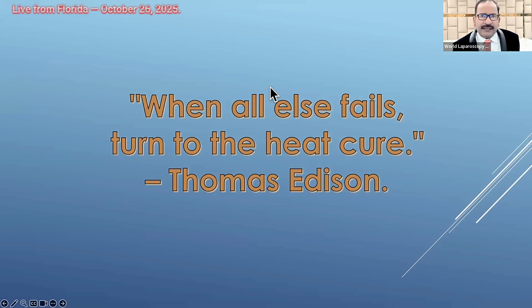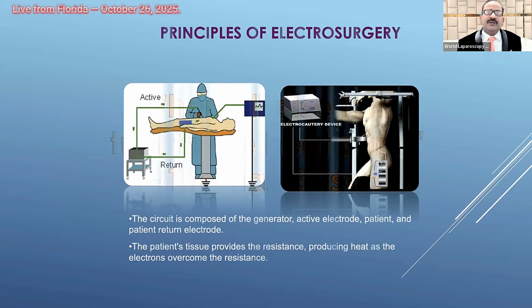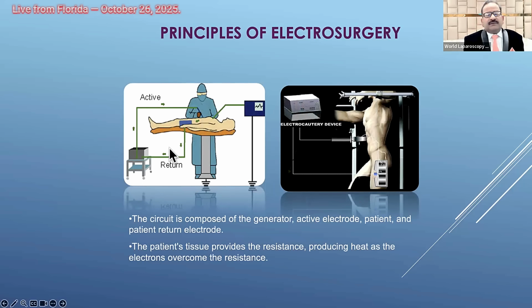and initially it was used as cautery. Cautery was a direct current which was used to perform the surgery. But now we are using electrosurgery. Cautery is no more used, electrosurgery is performed. So this is the basic circuit of a monopolar current.